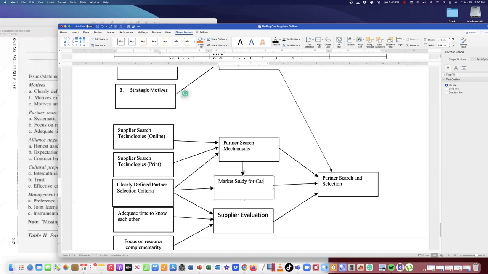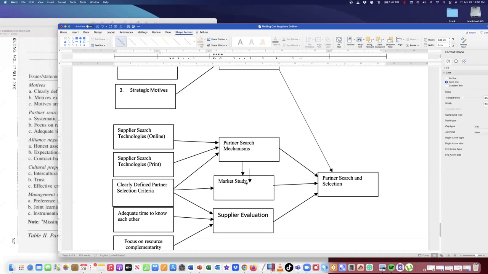In fact, the market study is about everything, both the cars and the possible person who can actually help you select the car. Then after that, you evaluate the shortlisted. Is that not true? So can we put an arrow from here downward? Yes, the supplier and the evaluation. There should be an arrow, yeah.